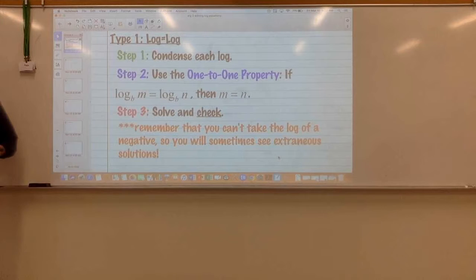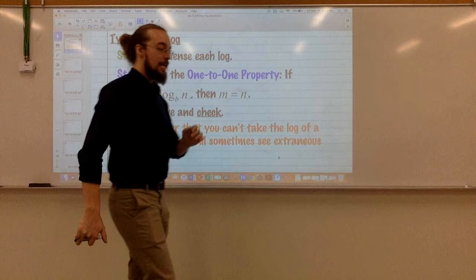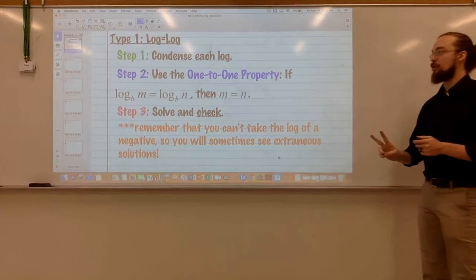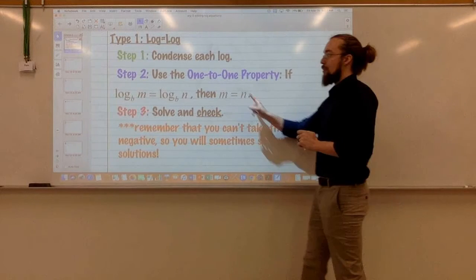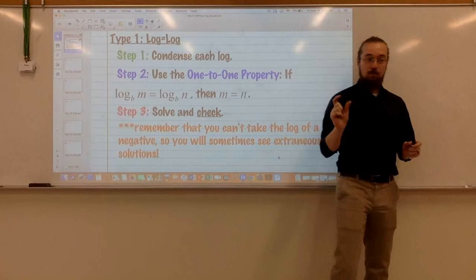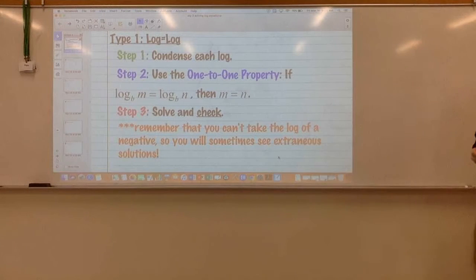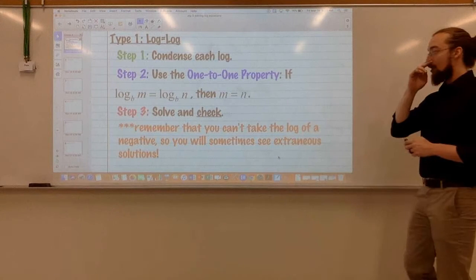Today we are going to take a look at solving logarithmic equations. We're going to look at two types. The first type is if I have a log set equal to a log. So copy these steps down in your notes.